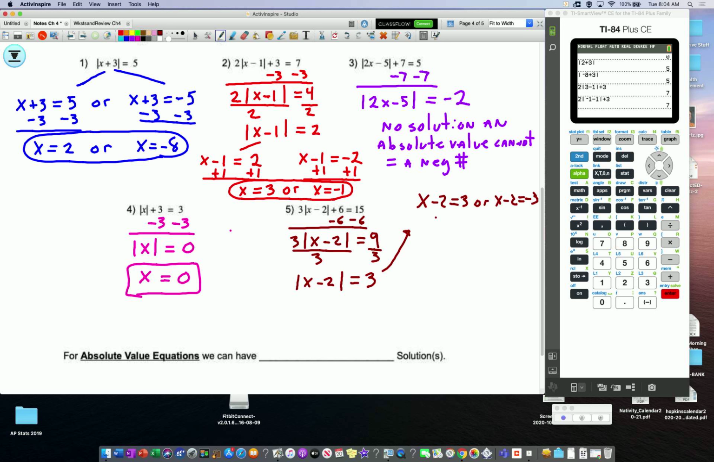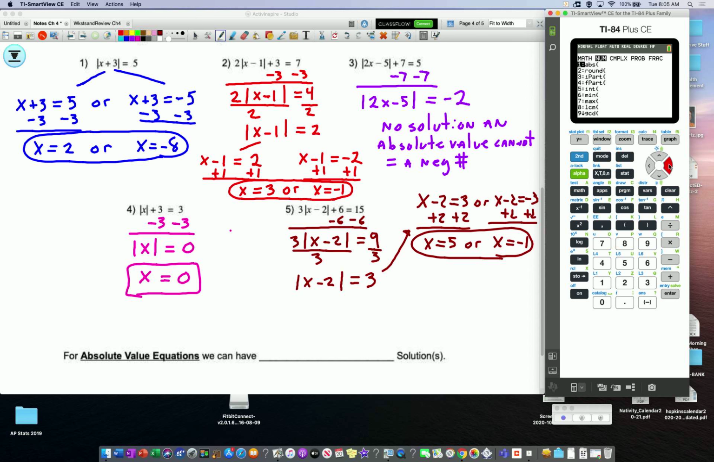So now, add 2 to both sides. x equals 5, or add 2 to both sides. x equals -1. So again, I can check 3. Math, right arrow, absolute value. 5 minus 2, move it over, plus 6, better equal 15, and it does.